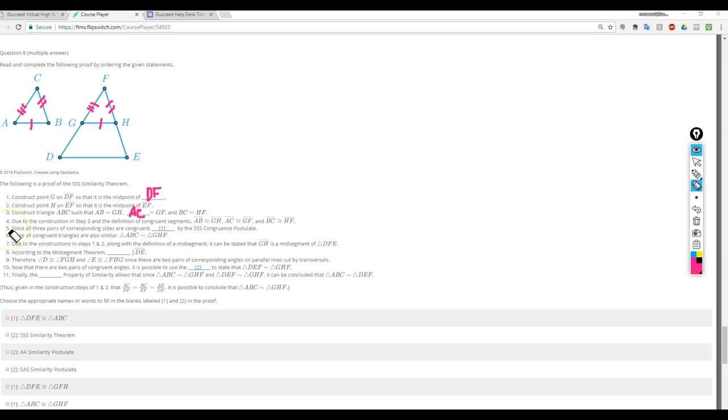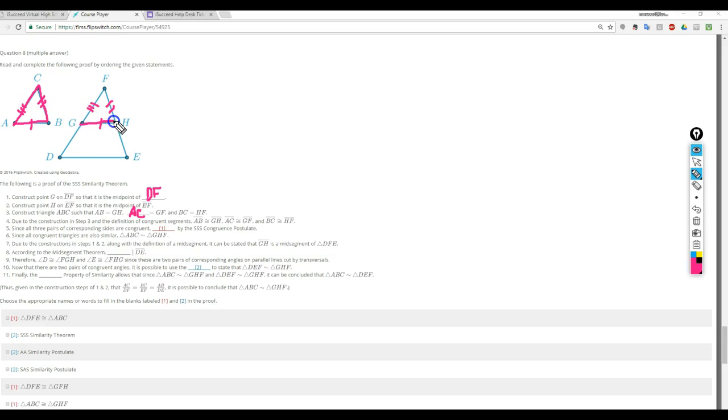Now step 5: since all three pairs of corresponding sides are congruent, blank by the side-side-side congruence postulate. Congruence postulate means that these are the exact same triangles. So now we have to set up the right order of triangles. We need to know that corresponding sides will be matched up. So I'm going to list it out: A to B, B to C, C to A.